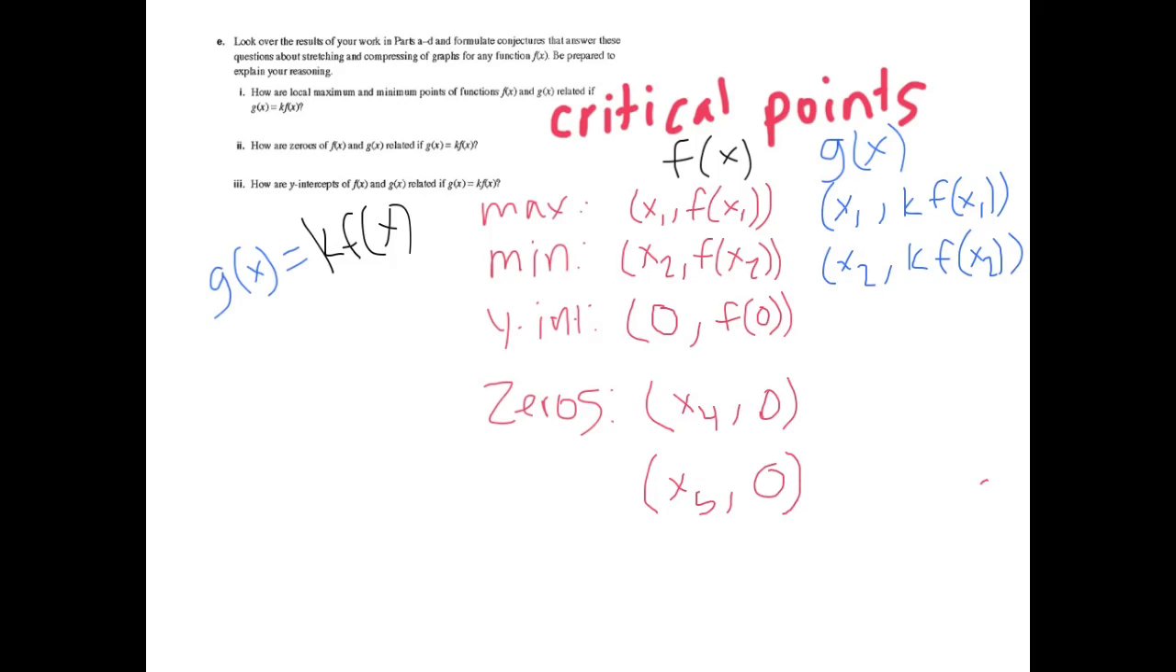The y-intercept, and again I put 0 for this x because the y-intercept occurs when x equals 0, so it's always going to be 0, will be 0, comma, k times f of 0. And then these zeros, or the x-intercepts, since they have an output of 0, k times 0, whatever k is, is still going to be 0. So they're going to be the same, like we've mentioned in the last two slides. So we have x4, 0, and x5, 0.